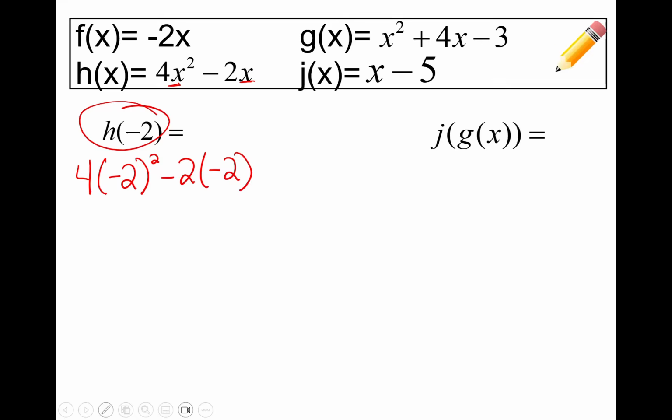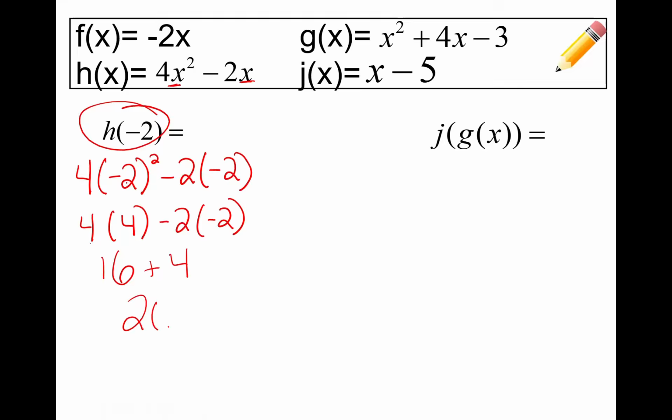Now it's a PEMDAS problem. Negative 2, remember you square first, so negative 2 squared is 4. Now we get to multiply. 4 times 4 is 16. Negative 2 times negative 2 is a positive 4. 16 plus 4 is 20.